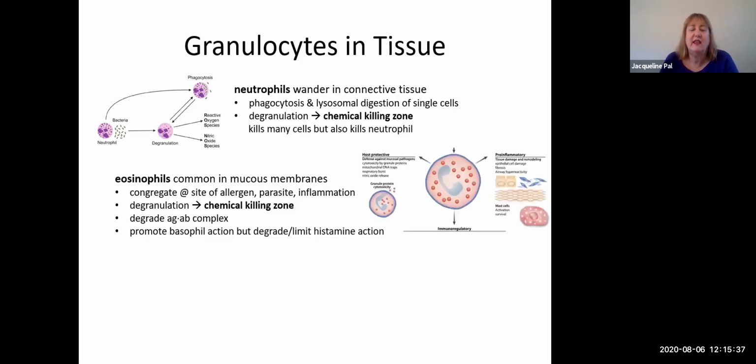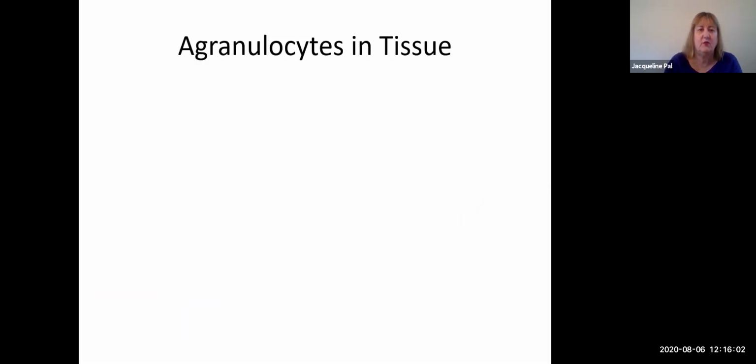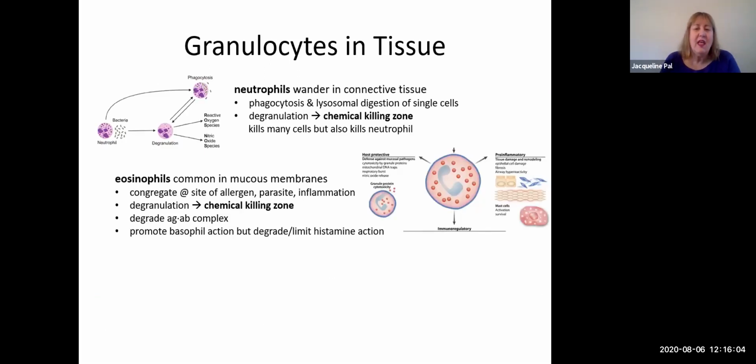In contrast to that, eosinophils are not going to be found in our skin, but they go to our mucous membranes inside your nose, inside your mouth, inside reproductive systems, anywhere where you have epithelial lining on the inside. They're really prominent at sites where allergens have crossed the barrier, or you have parasites, or you have an inflammatory reaction that has been around for a little bit. They will also release their granules and cause a chemical killing zone.